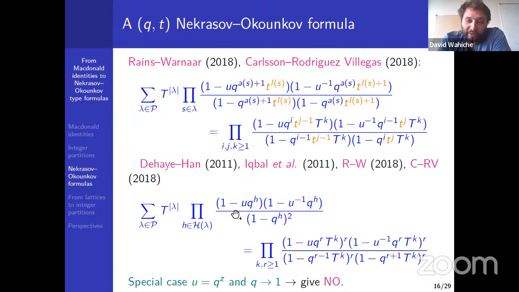Okay, so in this formula, if you set U equal to Q to the power of Z, Z being any complex number, and you let Q go to 1 by L'Hospital's rule, what you have here is the product of (H plus Z) times (H minus Z) divided by H squared. And this is exactly the Nekrasov-Okounkov formula. The right-hand side can also be rephrased as a q-Pochhammer symbol in this case, but it's not that obvious in my opinion.